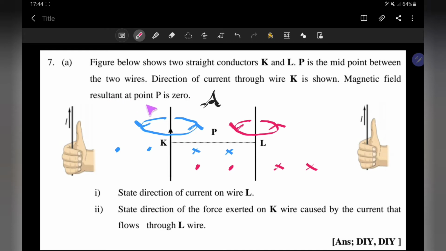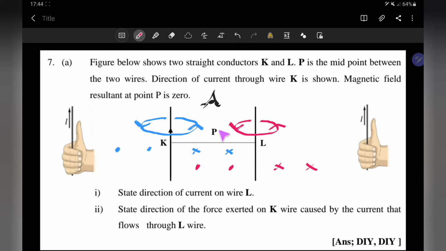Okay, the resultant magnetic field at P is 0. So state the direction of current on wire L. By giving you the direction of current on K and the resultant of B at P equal to 0, they ask you to find the direction of current on L. Based on this current, using our right hand grip rule, the thumb represents the current and the forefinger represents B. So B at this side is directed out of the page, and at this side B is directed into the page. So for K, B is out of the page here, and at P here it is directed into the page.